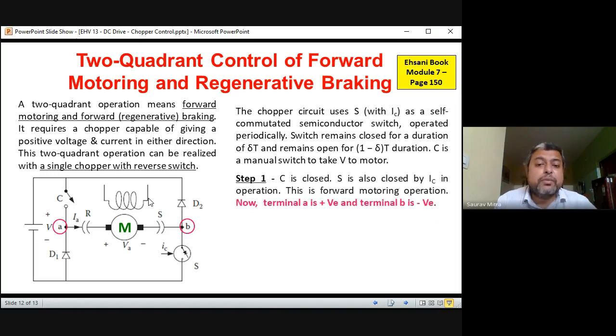Next, see what step 1 is. There are 3 steps that you have to explain. Step 1: C is closed. So this is the first step. There is nothing difficult to understand in this case.